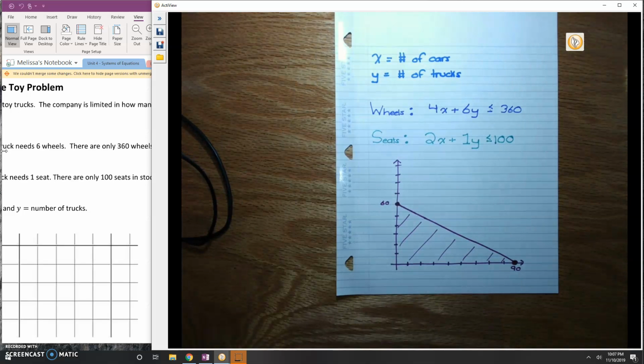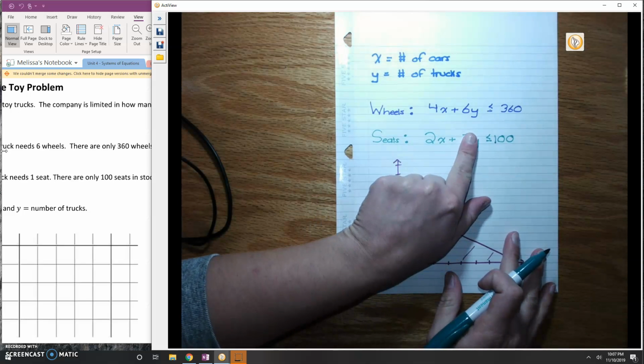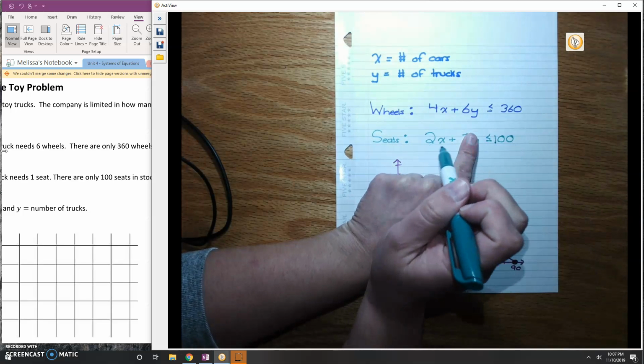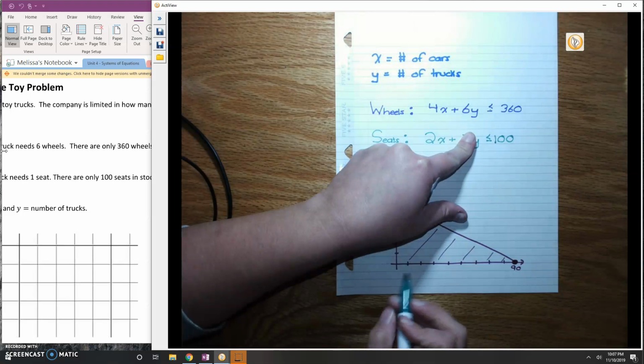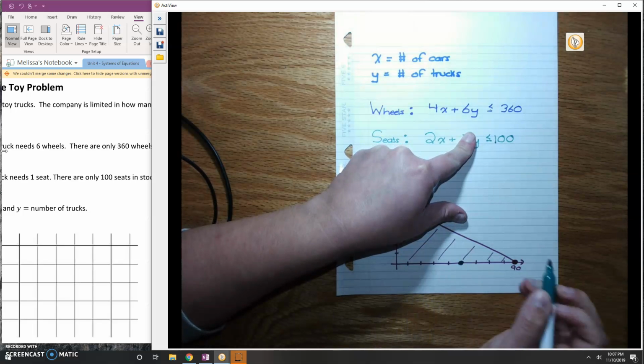So real quick, let's go ahead and graph the second inequality. And we're going to have one area that is a solution. Same thing. Let's say that I only wanted to make cars. Well, 2x is less than or equal to 100. If I divide both sides by 2, this could be up to 50. 1, 2, 3, 4, 5, 50 right there.